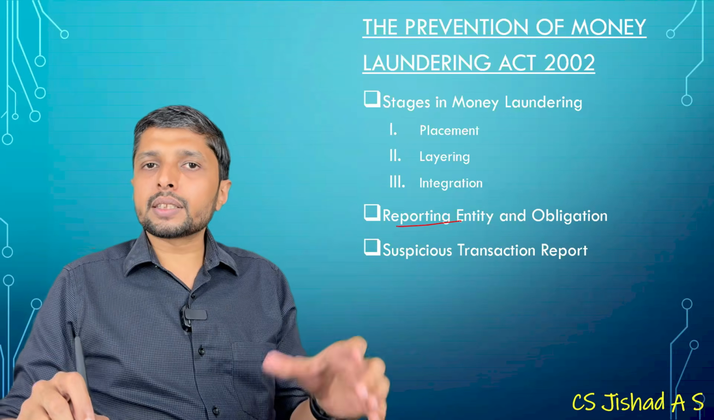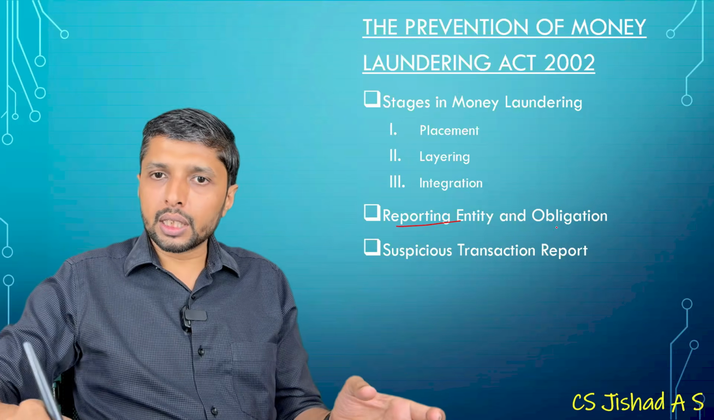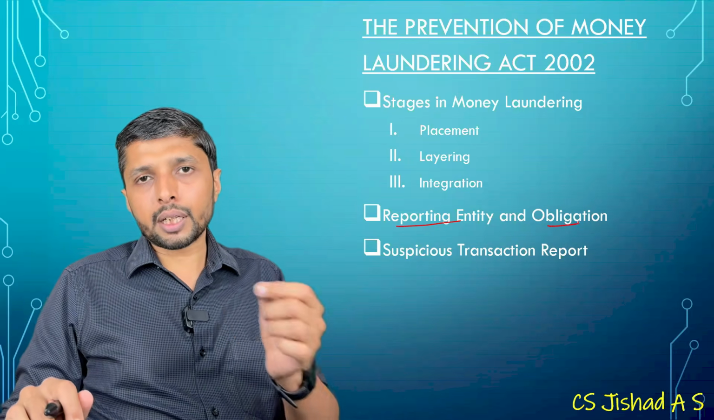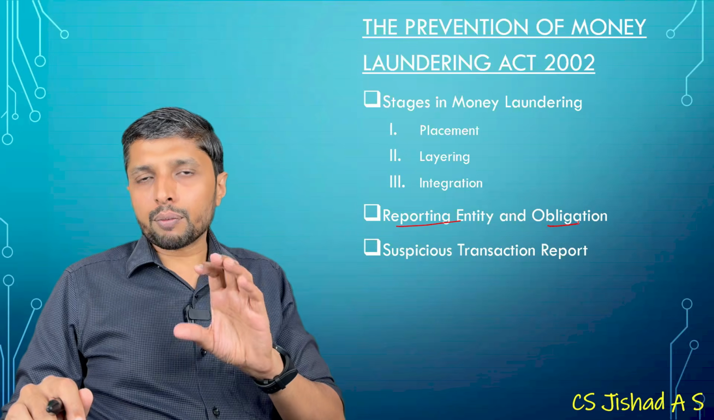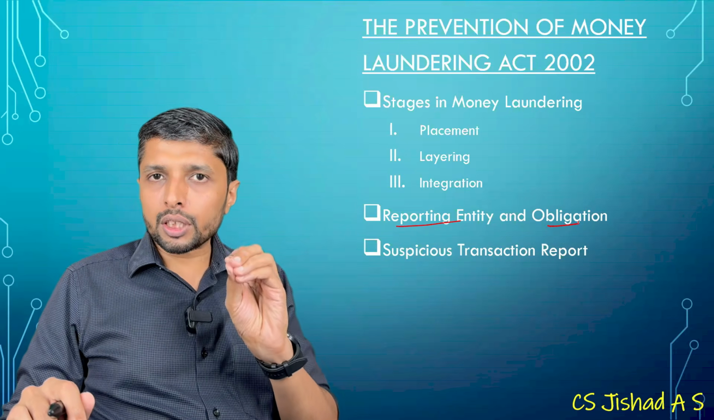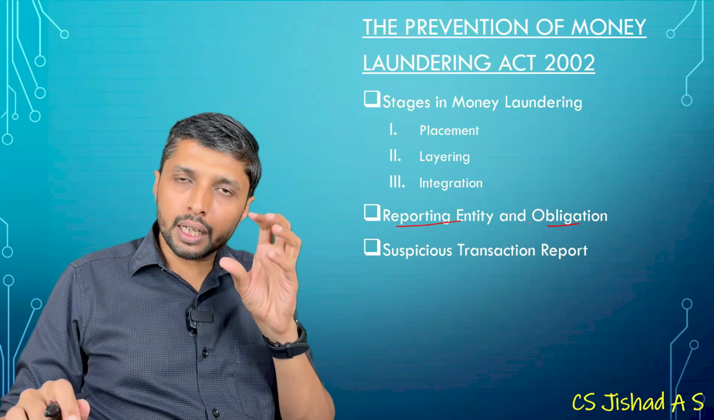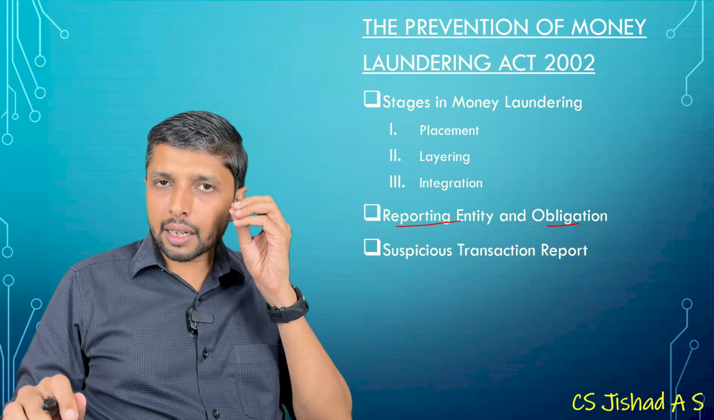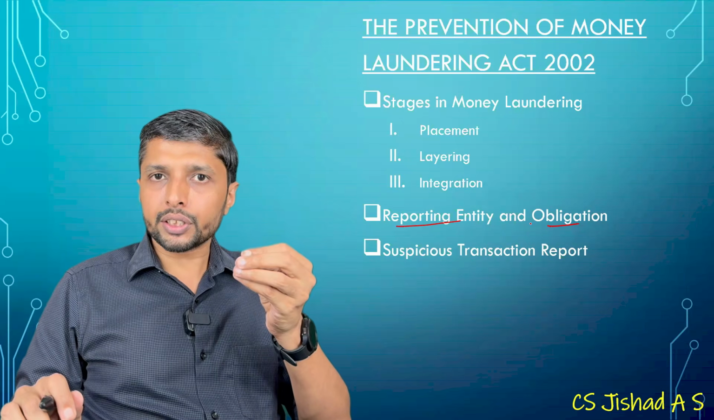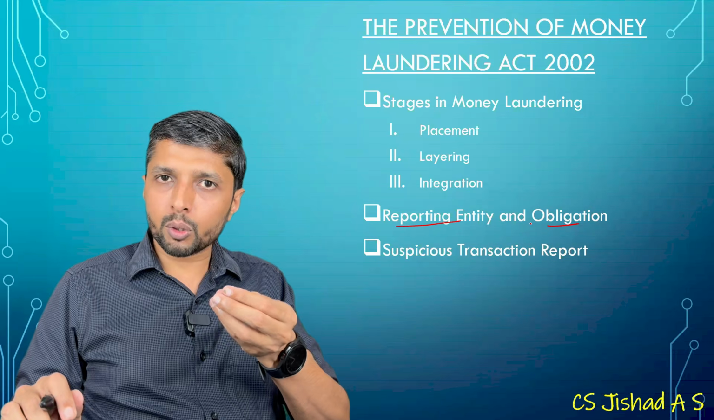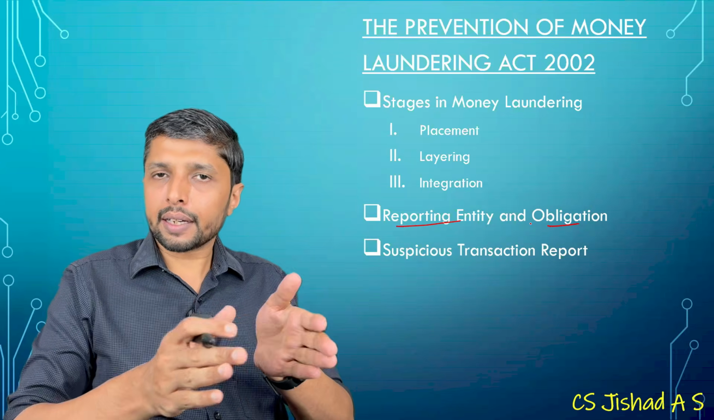Then reporting entities, such as banks, financial institutions, intermediaries, and persons carrying on designated business or profession, have to report any prescribed transaction to the director under money laundering. They have to comply with the provisions with respect to reporting. If they come across a transaction and are of the view that it has some problem, if it is a suspicious transaction, they have to provide a suspicious transaction report. They have to report to the director under PMLA, not the normal director.